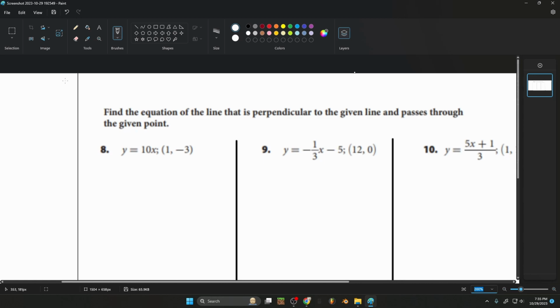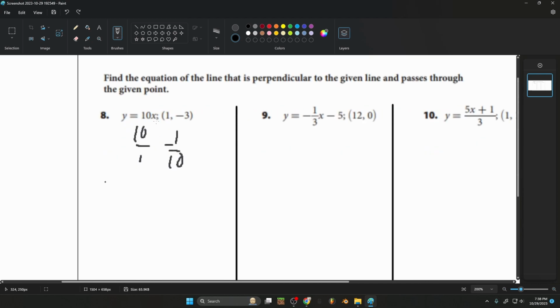So remember, point slope form is y minus y1 equals m, the slope, times parentheses x minus x1. First we need to know the perpendicular slope, the negative reciprocal. So 10 over 1 turns into -1 over 10. Once we have that, plug it back into the point slope formula: y minus y1 equals m times x minus x1.